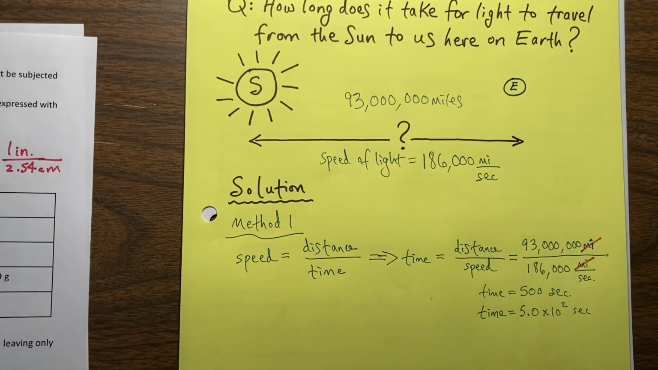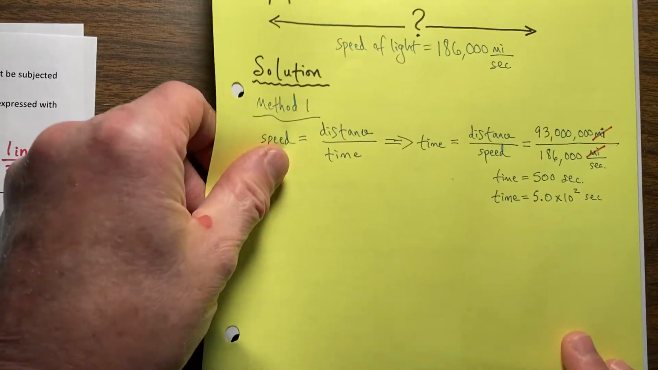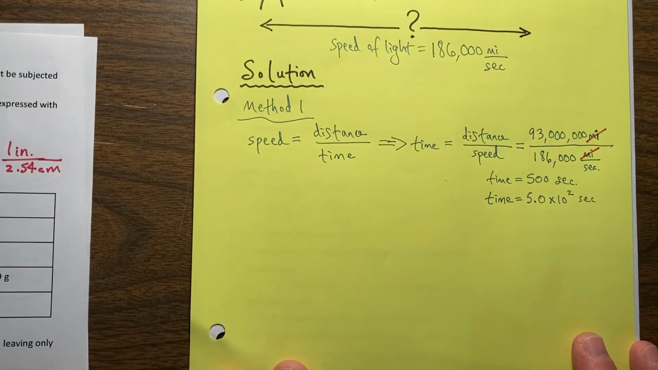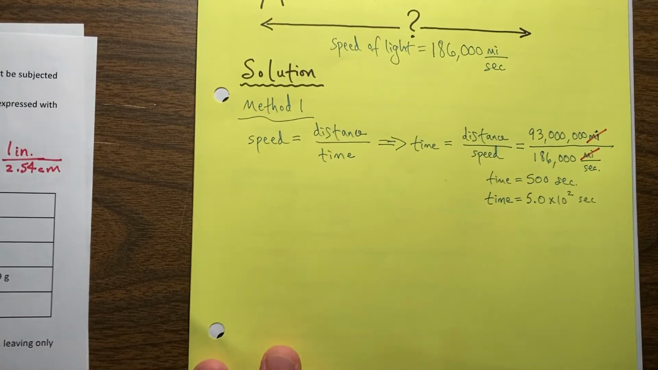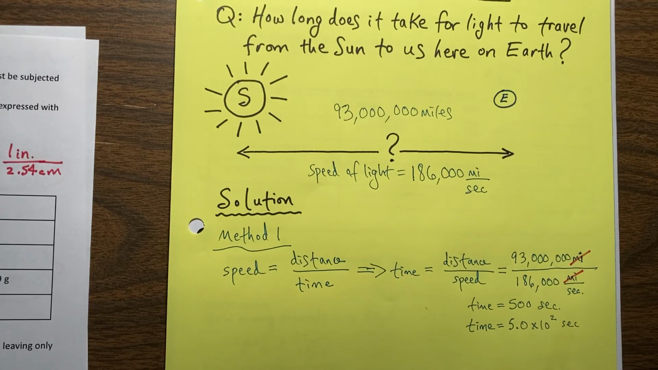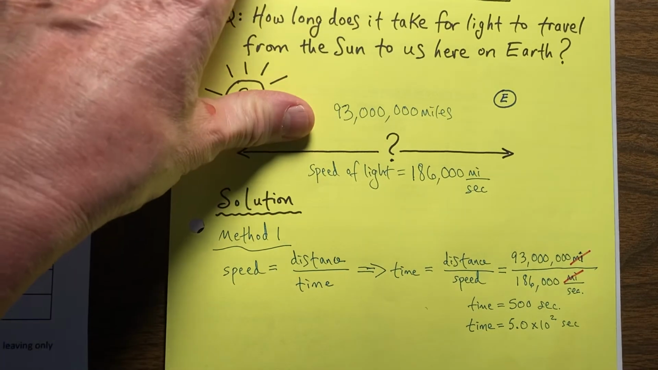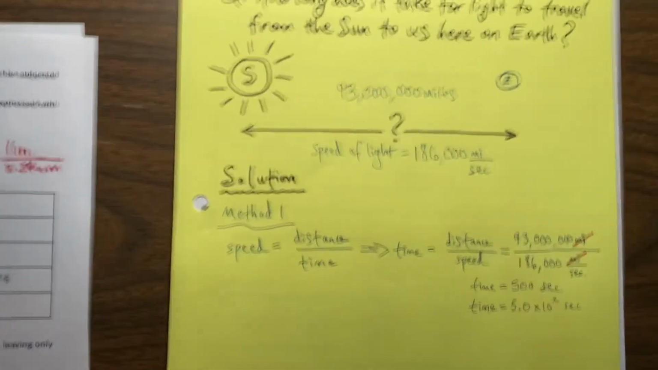That's one way to do this problem. The other way would be to use the unit conversion technique like I just showed you with the previous problem, calculating how many seconds are in a day. This is a similar type of problem. It's dealing with a rate of something. So go back to the question: how long does it take light to travel from the sun to here on the Earth? So where do you start?